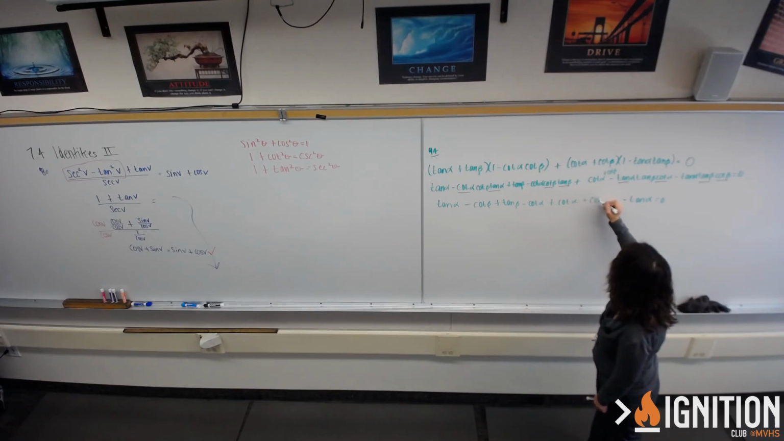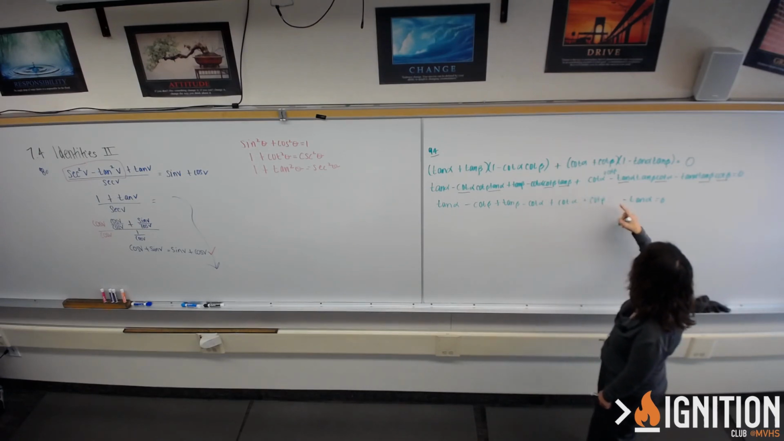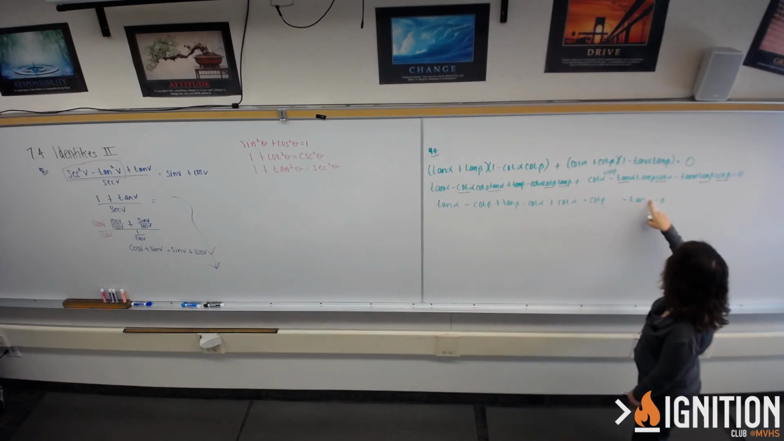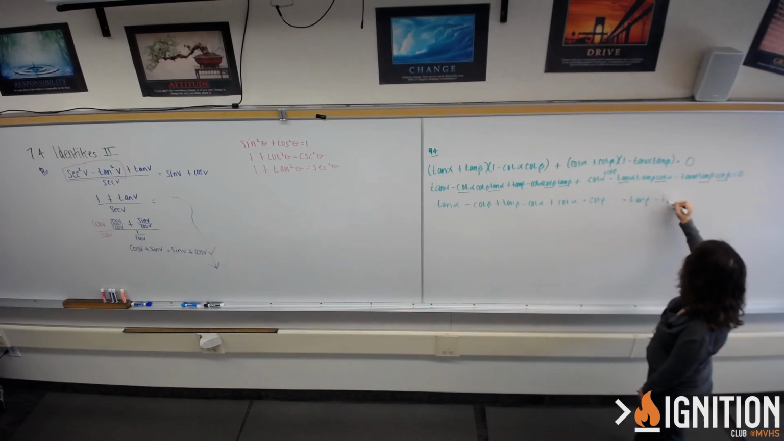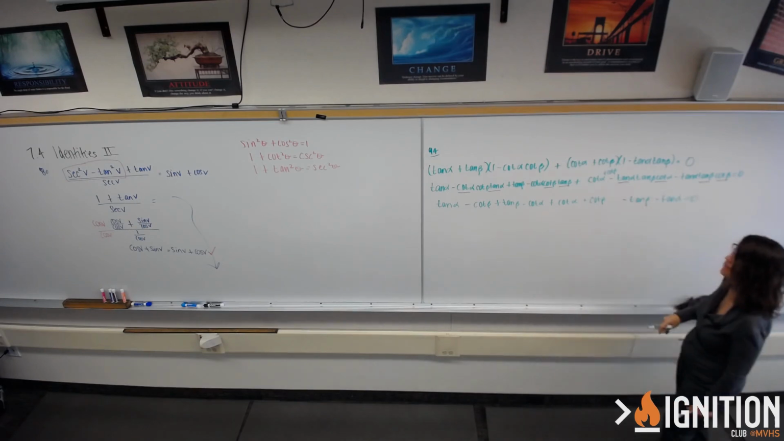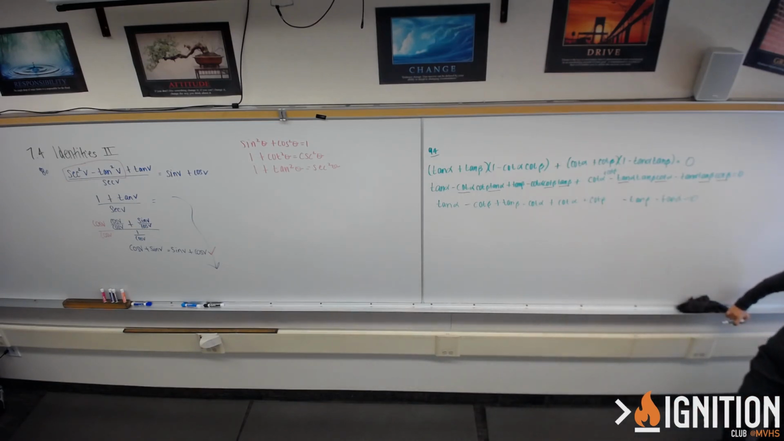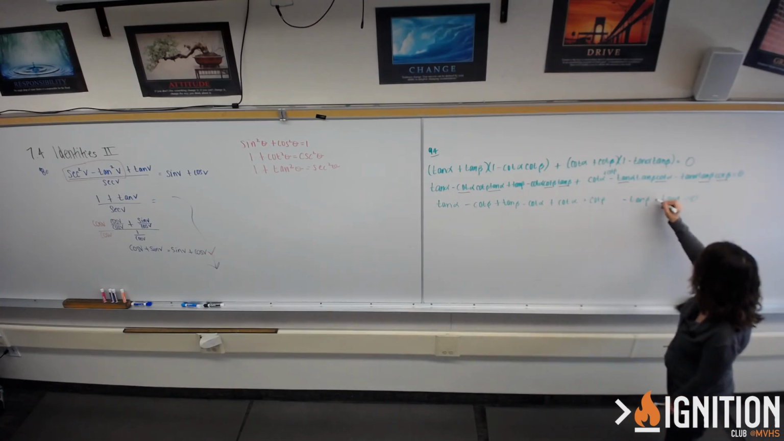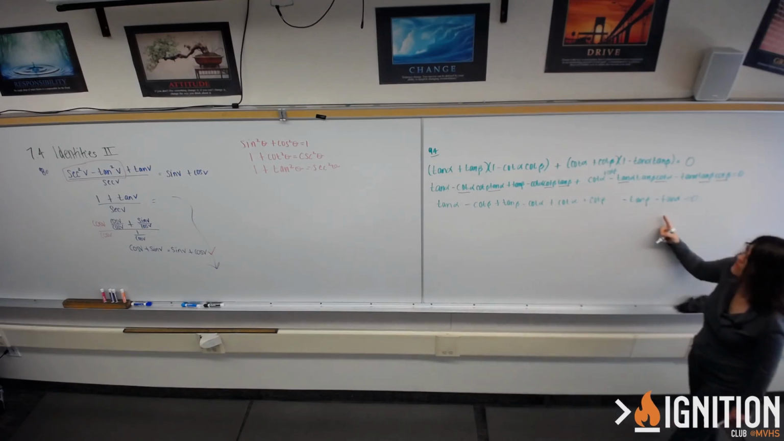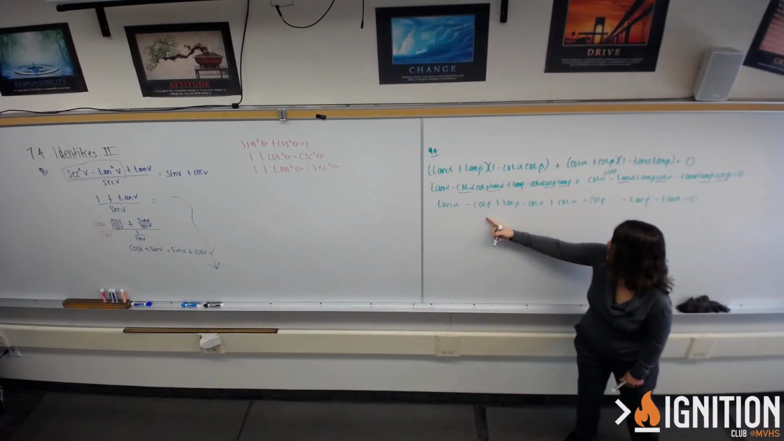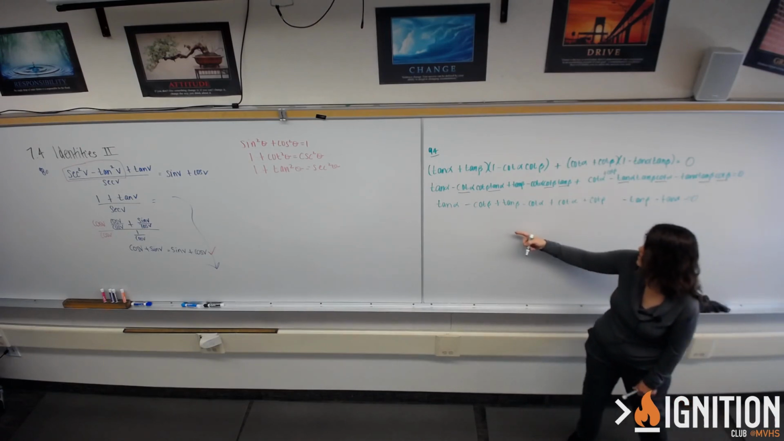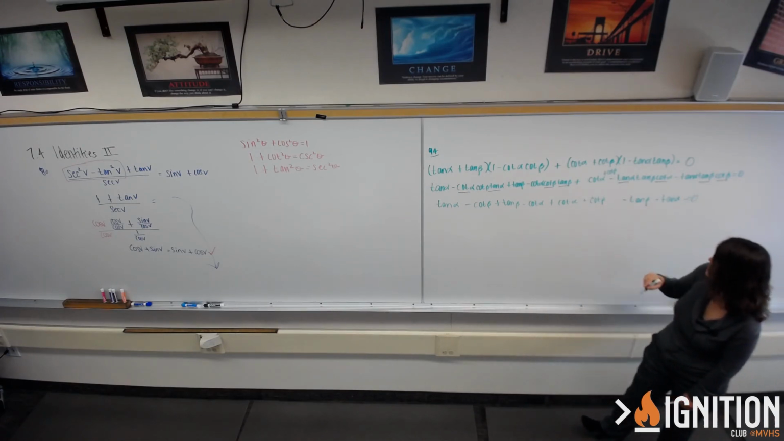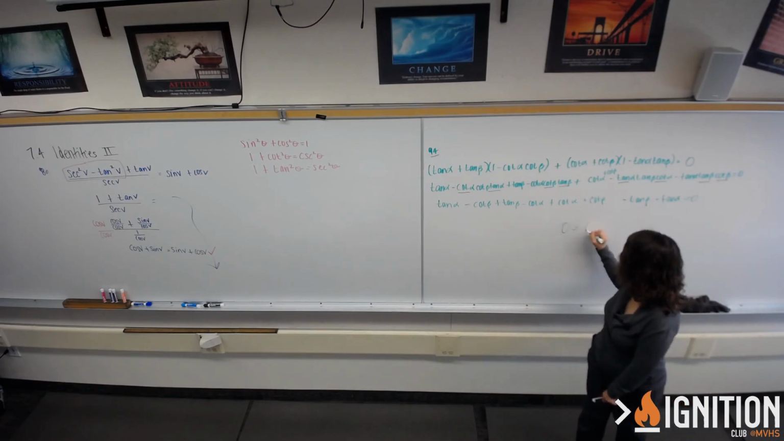Plus cotangent beta minus the tangent of beta minus the tangent of alpha. Okay, tell me that works. Tangent alpha, that looks like something else. Tangent of alpha minus the tangent of alpha minus cotangent beta plus cotangent beta plus tangent of beta minus tangent of beta. Boom, boom, boom.